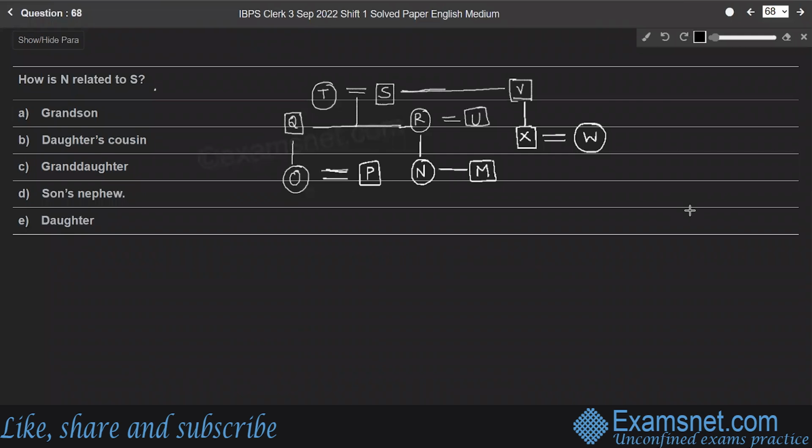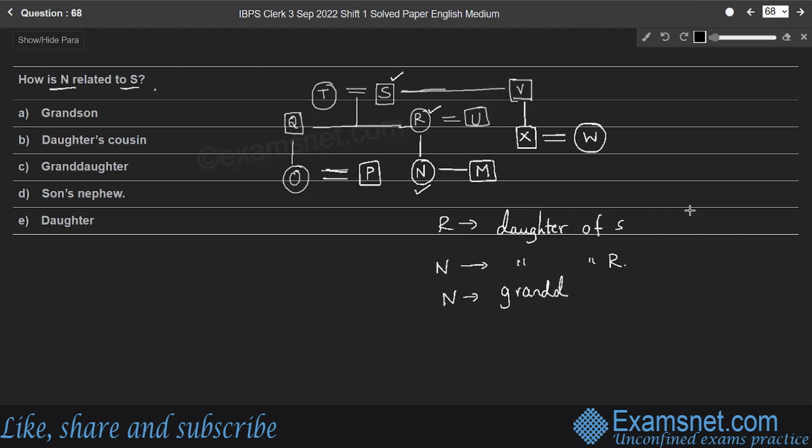Question 68. How is N related to S? N is related to S as here R is daughter of S, and N is daughter of R. So N becomes daughter's daughter. That means granddaughter.